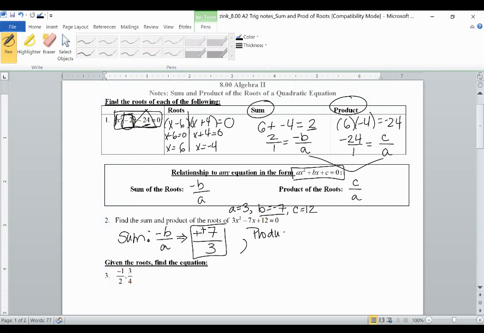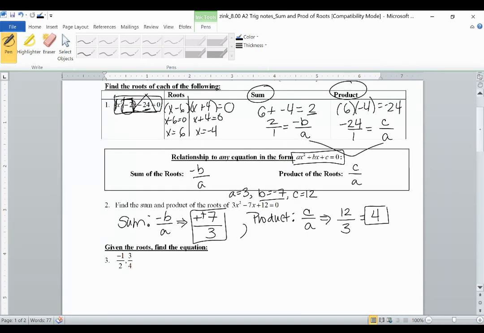Now let's find the product. So for the product, we're going to use producta, which is our c over a. Our c is 12, our a is 3. We can reduce that to get 4.